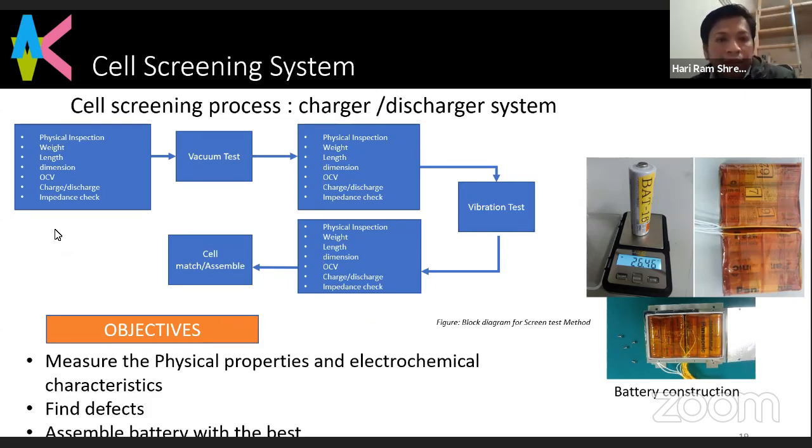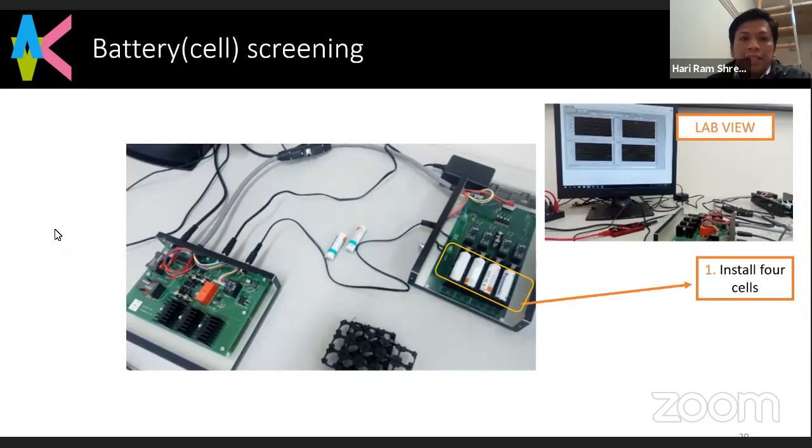And finally, we measure all the physical and necessary inspections and also the charge-discharge. Finally, we do the cell matching process. The main objective of this system is to find the electrochemical characteristics and defects of the battery, so we can choose only good batteries for the system. Finally, we send them to the company to connect the battery as 3 series and 2 parallel. This is the battery screening process system at Kyutech. We developed this system. One time, we test 4 batteries.